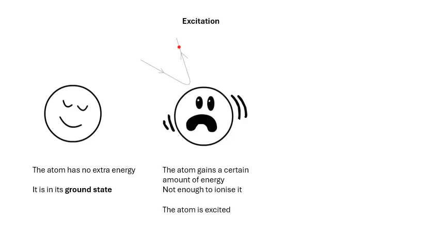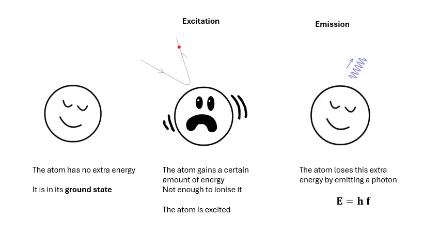So we excite it. There's various ways that you can excite an atom. One way you can excite it is by banging it with an electron, or if they bang together hard enough, that excites them, or if they absorb photons, that excites them. So there's different ways to excite an atom, but the atom gains a certain amount of energy. Not enough energy to ionize it, but the atom becomes excited. You can imagine it going, ooh, it's all excited, and it doesn't like being excited. So at some point in the future, it will lose that extra energy by giving off a photon.